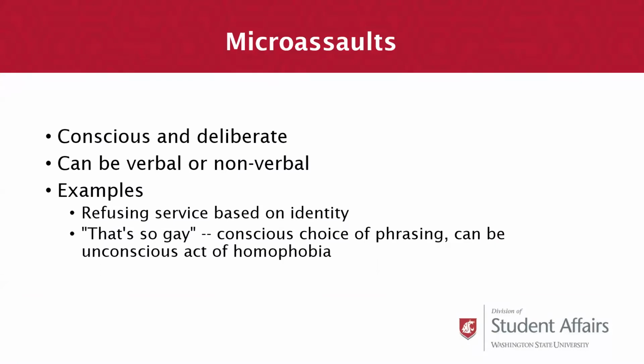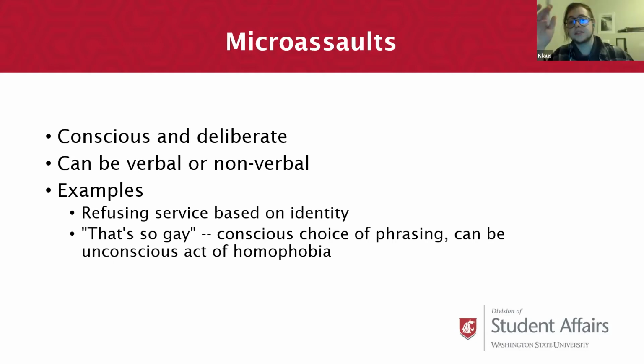So the first type is a microassault, and these are often conscious and deliberate, and it can be verbal or nonverbal. These are things that we consider to be more explicit forms of verbal or nonverbal violence. Examples include refusing service based on identity, and using phrases like "that's so gay." It's a conscious choice of phrasing, and it can unconsciously perpetuate ideas of homophobia.